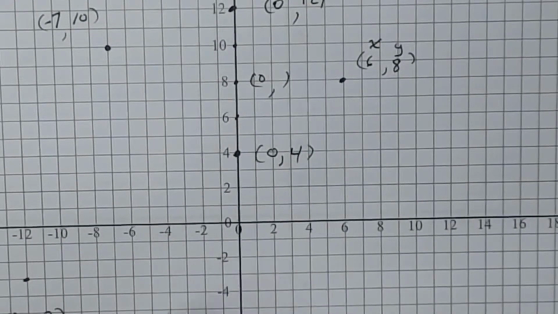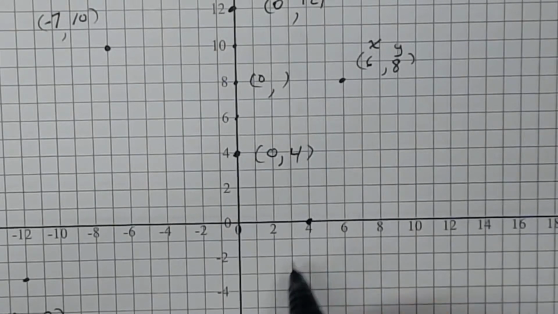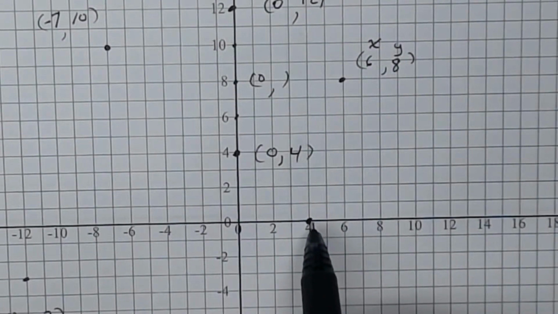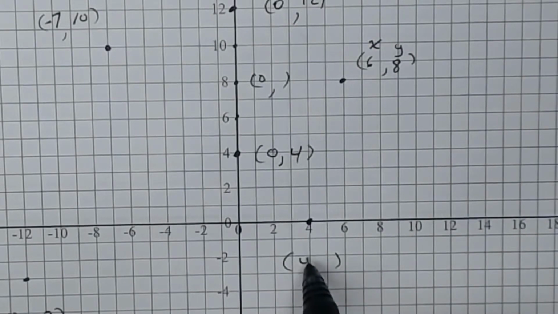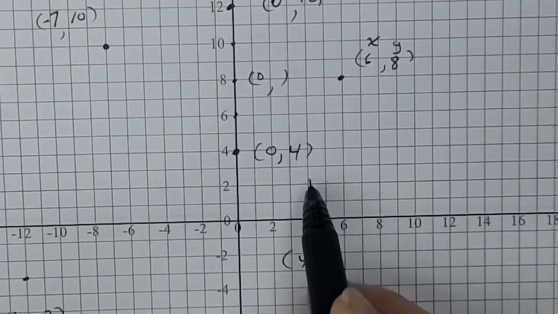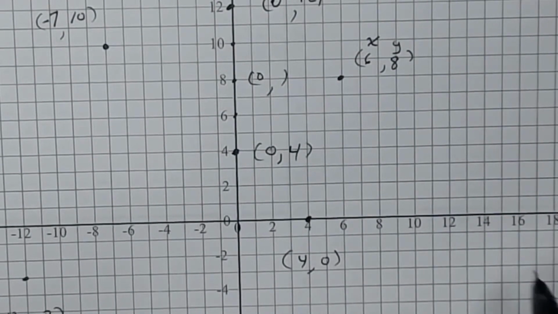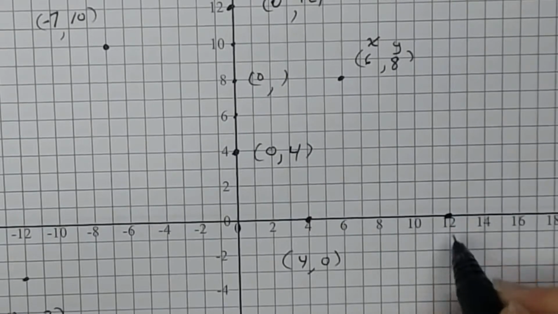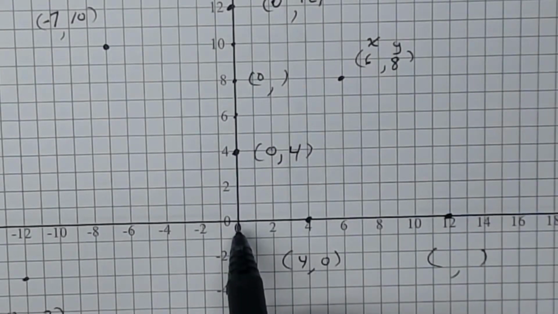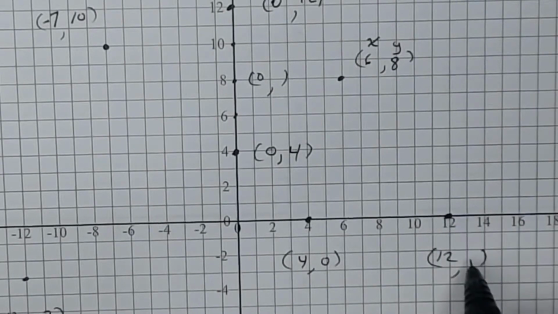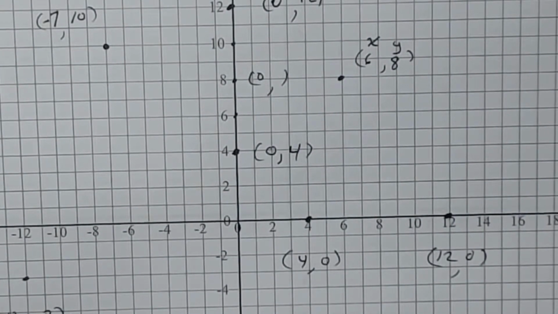Let's see what happens there. So if I'm on the x-axis, let's say I'm looking at this point here. Notice you start at the origin. This time I'm going to the right 4 units, so my x-coordinate is 4, but I'm not going up or down. I'm staying on the x-axis. So since I'm not moving up or down, my y-coordinate is 0. If I look at this point here, same thing. I start at the origin, go to the right 12, and I'm not moving up or down, so my y-coordinate is 0.